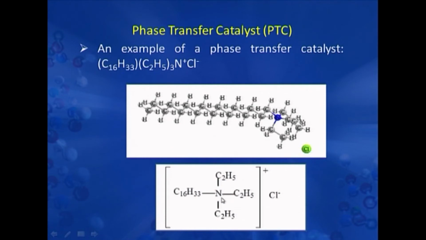Here you can see that this is a tetra alkyl ammonium chloride. These three groups are ethyl groups, and an alkyl carbon chain is there with 16 carbons. You can see the ball and stick atomic model of this phase transfer catalyst.